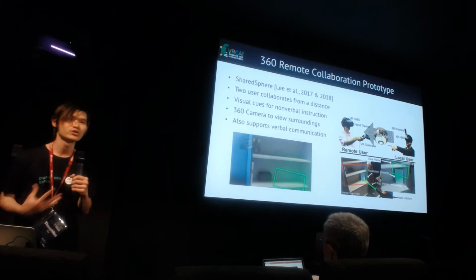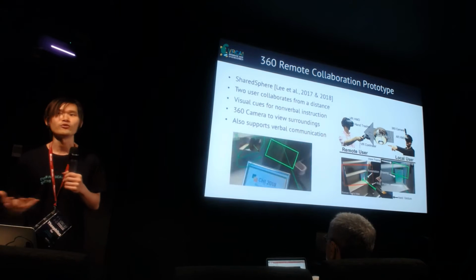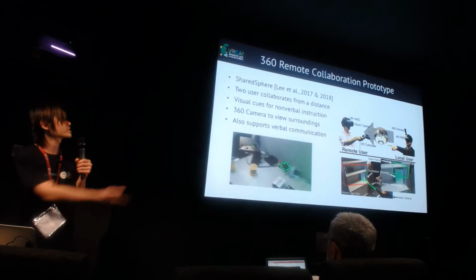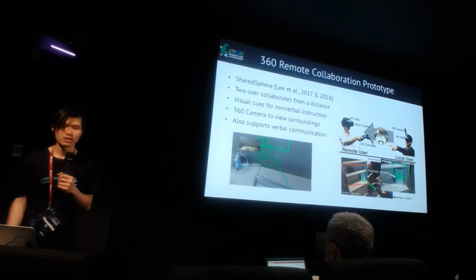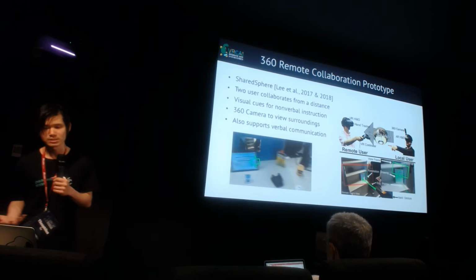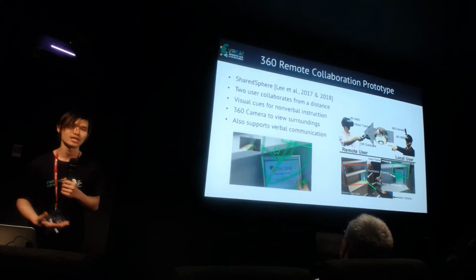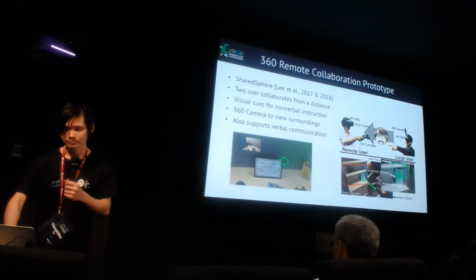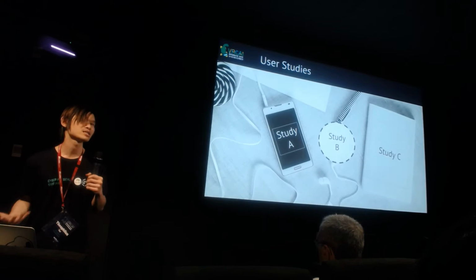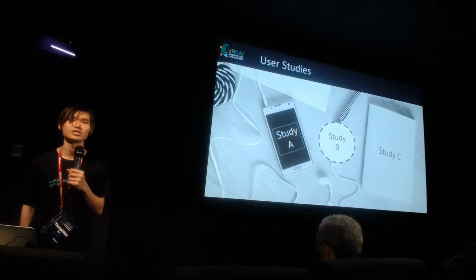And once the visual cue has been shared to the local user, the local user will be able to see it through the augmented reality. So as you can see, as I mentioned, it allows the remote user to collaborate synchronously from a distance using the visual cues, and the 360 allows for viewing the surroundings and also working collaboratively. And it also provides verbal communication just like standard video conferencing systems.